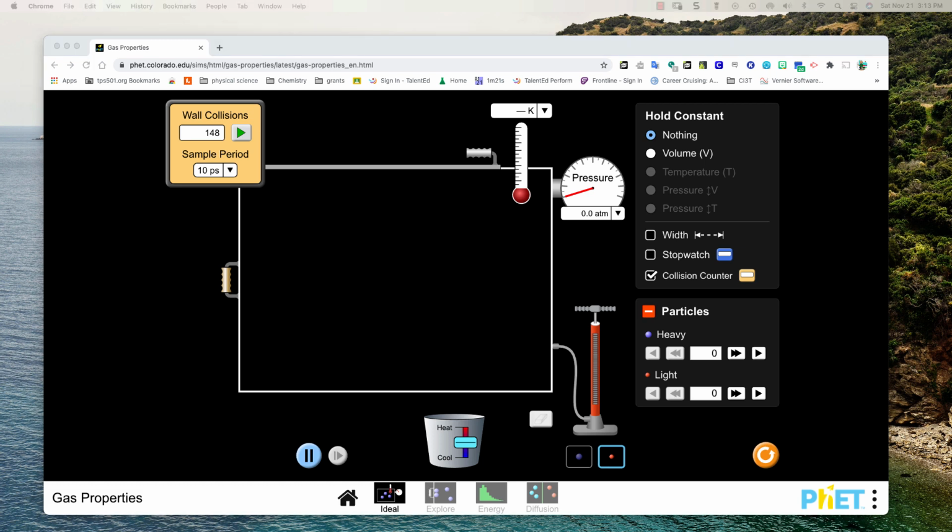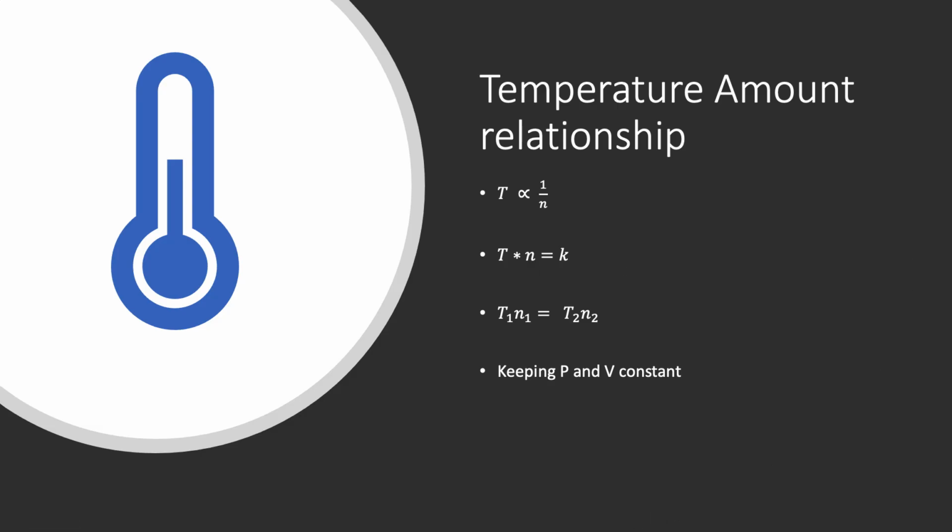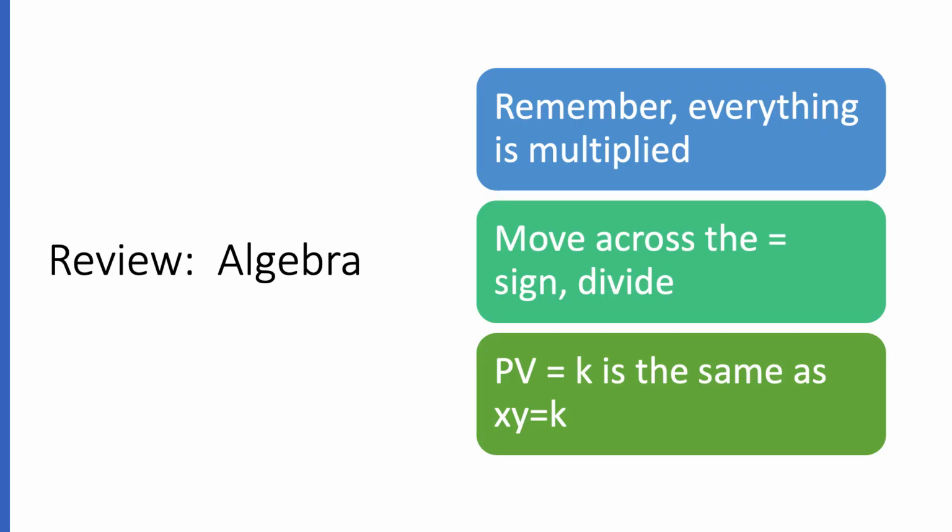Now, one last thing we're going to see, and that is algebra review. Everything is based on algebra. Algebra 1, guys. You should be able to do this. Remember, everything is multiplied. To move across the equal sign, you divide, do not add, and make sure you do it correctly. Now, one thing I noticed is that if I go PV is equal to K, everybody struggles with it. It's the same as X times Y equal K. The letters don't matter. It's just variables. You guys can do well with X and Y, but not P and V.